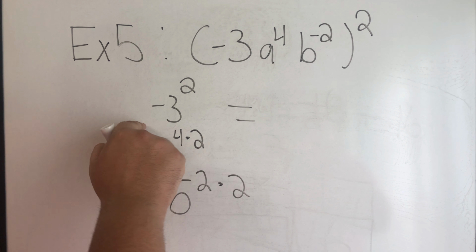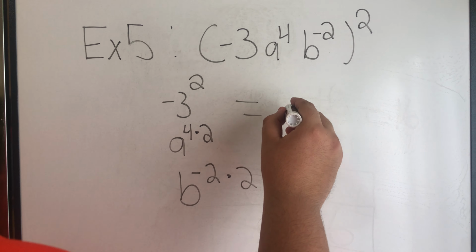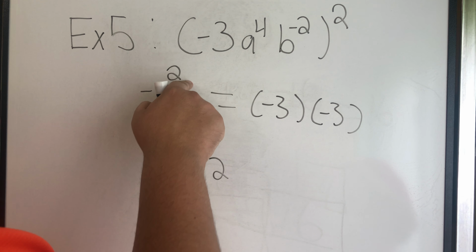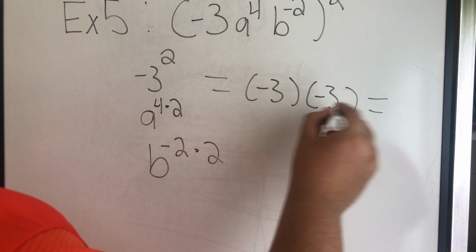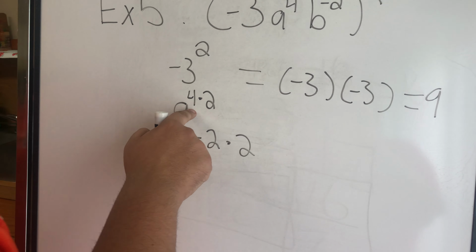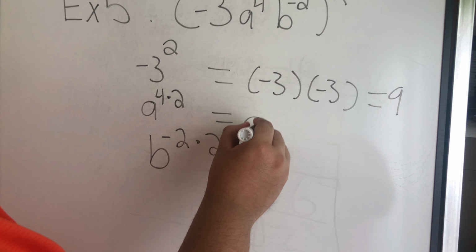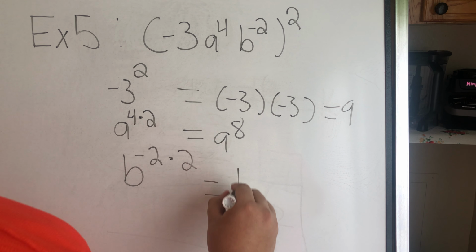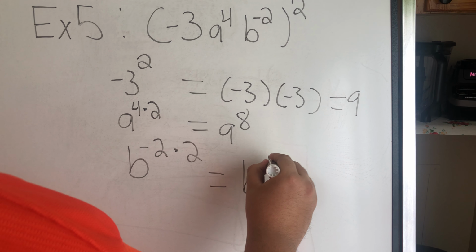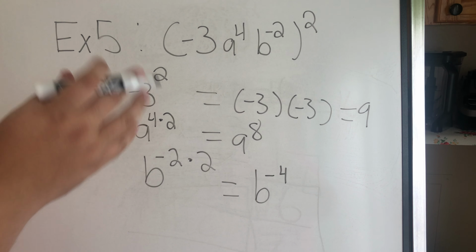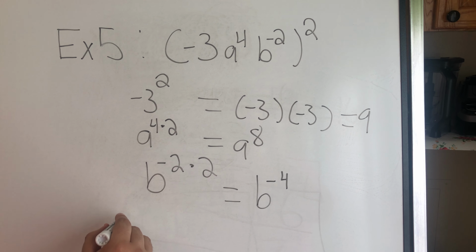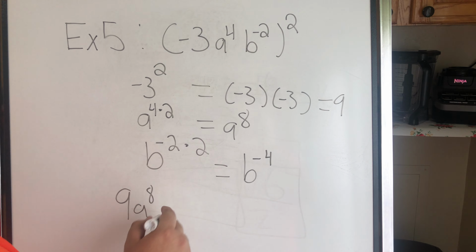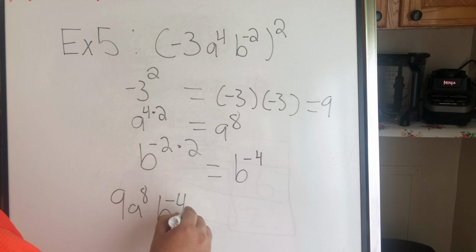So let's begin. Negative 3 raised to the power of 2. That means I have a total of negative 3 times negative 3 because it's power of 2, right? And then negative 3 times negative 3 is positive 9. 4 times 2, that gives me a to the power of 8. And at the bottom, negative 2 times 2, which will give us b to the power of negative 4. And now let's combine all our answers. 9a to the power of 8, b to the power of negative 4.